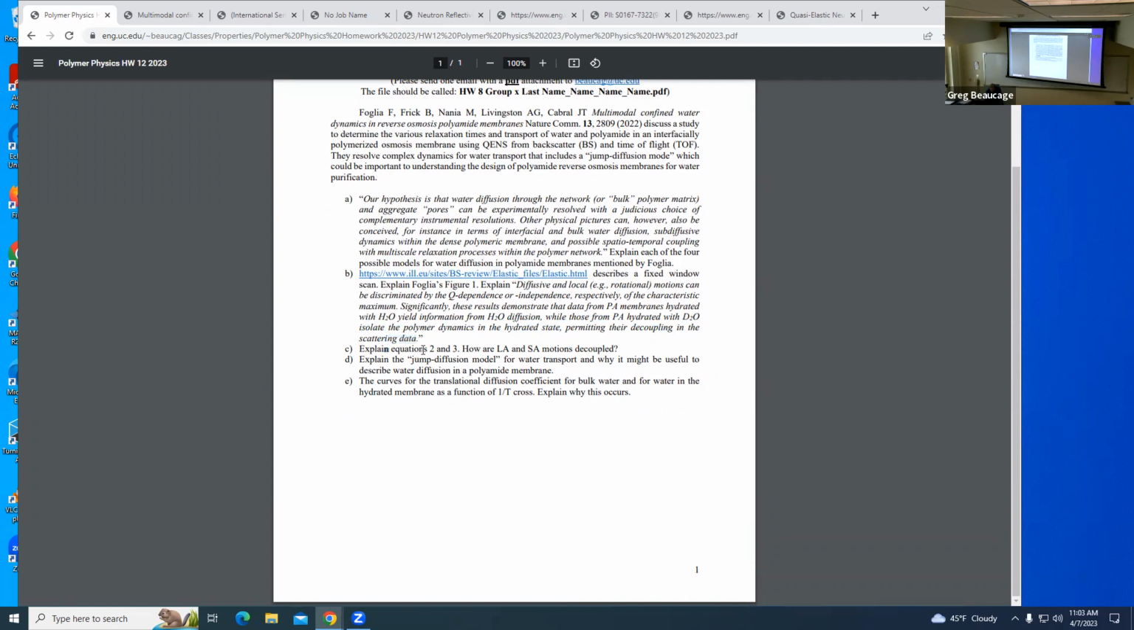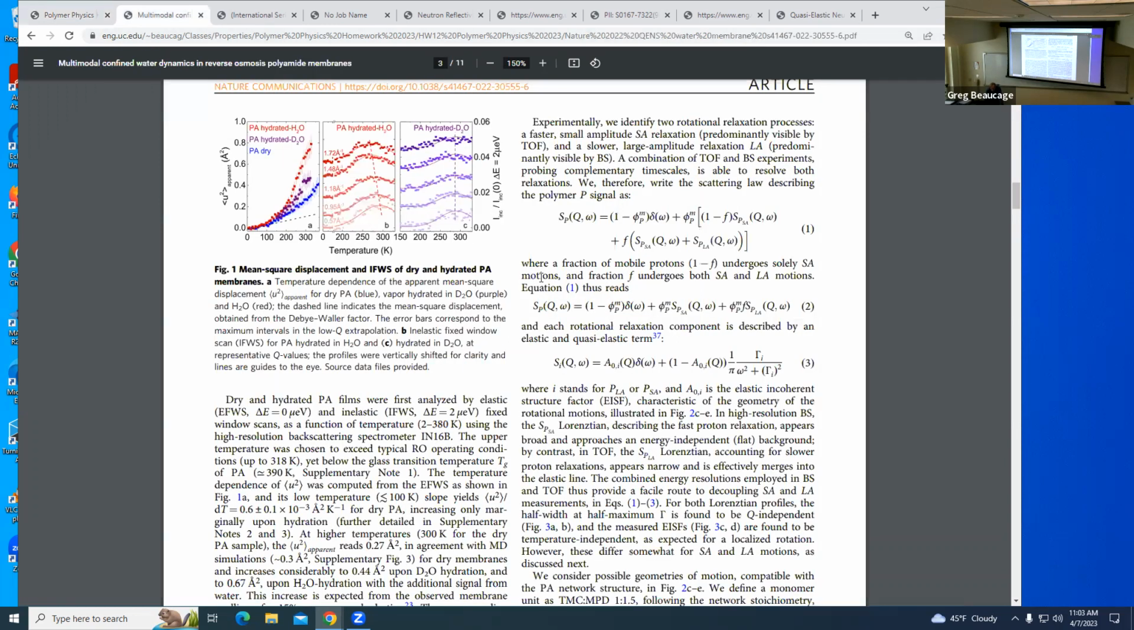So that's good. Explain equations 2 and 3: how are LA and SA motions decoupled? So decoupled because he uses the backscatter and the time of flight. They're measuring at different time scales. So you can decouple large amplitude and small amplitude motions. And equations 2 and 3.